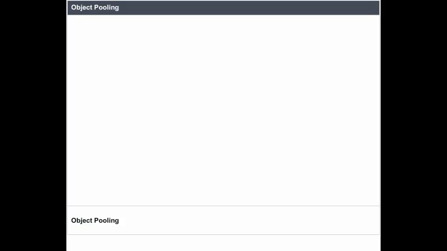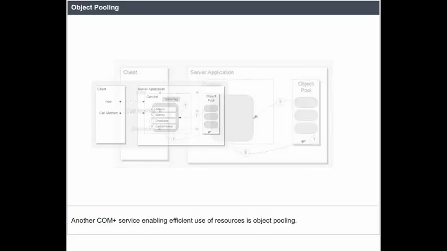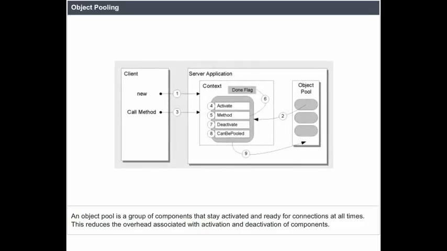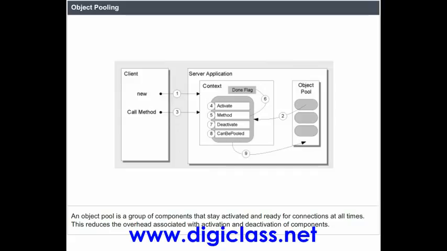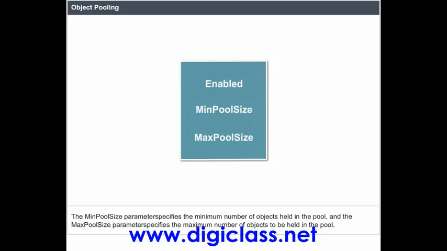Object pooling. Another COM+ service enabling efficient use of resources is object pooling. An object pool is a group of components that stay activated and ready for connection at all times. This reduces the overhead associated with the activation and deactivation of components. The ObjectPooling attribute has three parameters: Enabled, MinPoolSize, and MaxPoolSize. The Enabled parameter turns object pooling on. The MinPoolSize parameter specifies the minimum number of objects held in the pool, and the MaxPoolSize parameter specifies the maximum number of objects to be held in the pool.